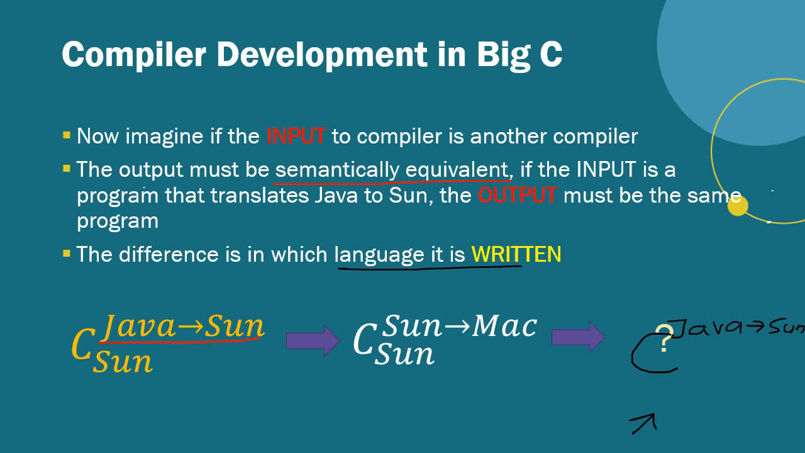In order to determine which language it is written in, let's take a look at this main player here, this compiler in the middle, our translator. This compiler translates from Sun to Macintosh. So our input is a compiler written in Sun. Our compiler will translate this program from Sun language to Macintosh language. Therefore, as the output, this compiler would be written in Macintosh machine language.